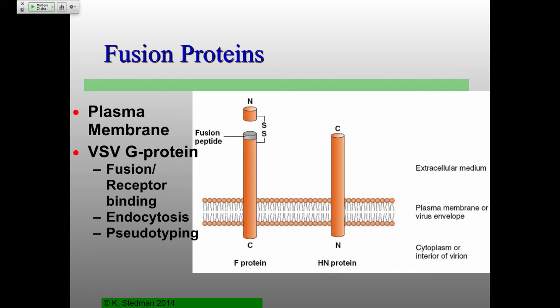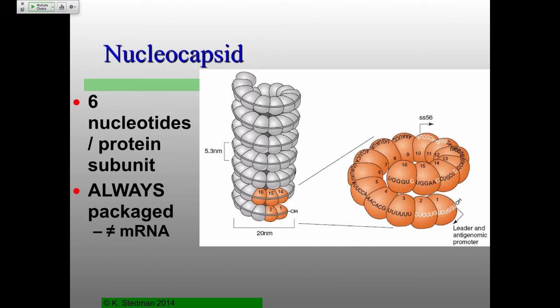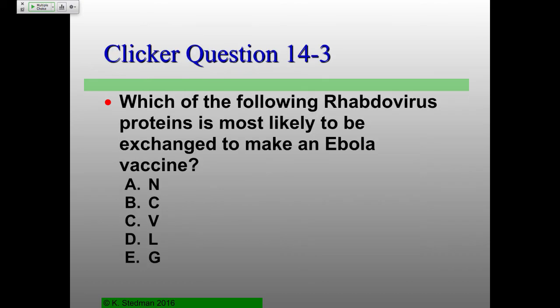Okay, the other important protein in the virion, also present at very high amounts, is the nucleocapsid protein. These nucleocapsid proteins bind to the negative strand RNA in a really interesting fashion. It turns out that there's always 6 nucleotides that are bound per protein subunit, and these all line up on top of each other with a nice helical symmetry in terms of packaging the genome.